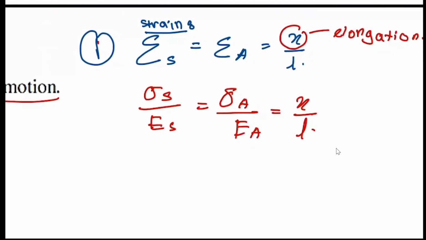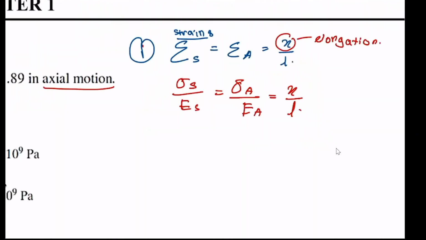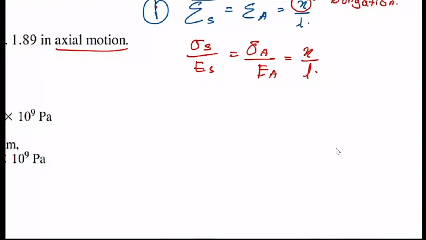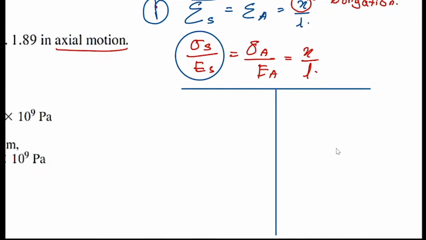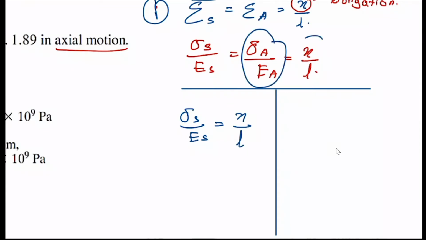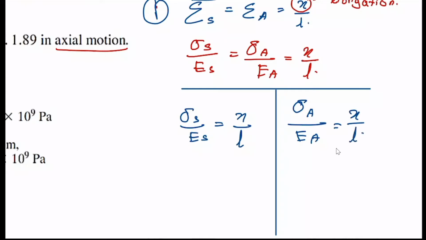Next, I'm going to separate these two because it's quite confusing to see it this way. So basically, stress over Young's modulus equals X over L for both. I'm just going to separate them, steel and aluminium, with the formula X over L.